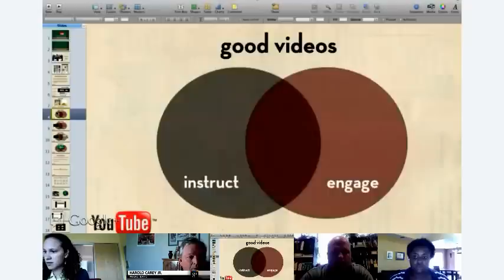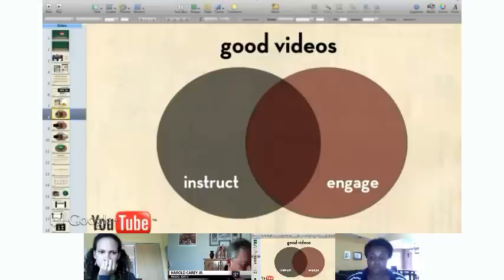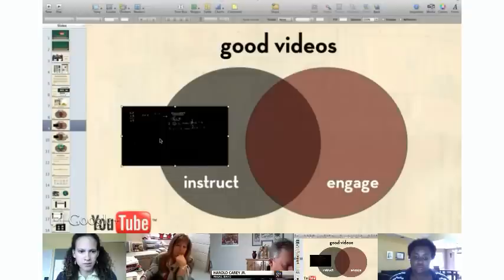So when I'm thinking about video on YouTube, I think about two major buckets of video and definitely some overlap. So a Venn diagram is a good example of how to present that. Some videos are instructional, some videos engage, and some do both. So on the instructional side, you might have the Khan Academy. An expression is a statement of value, a statement of some type of value.